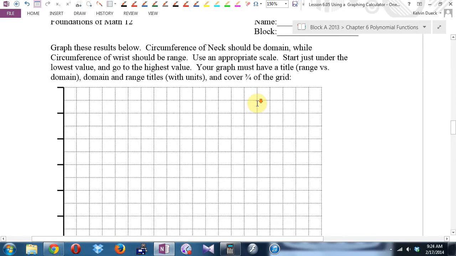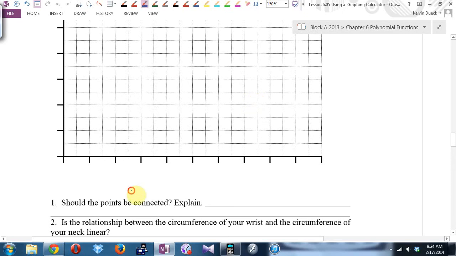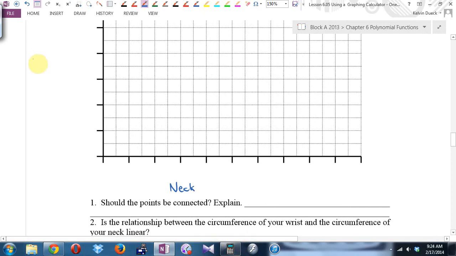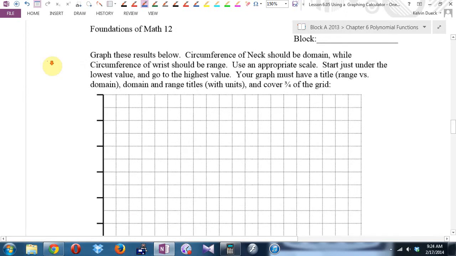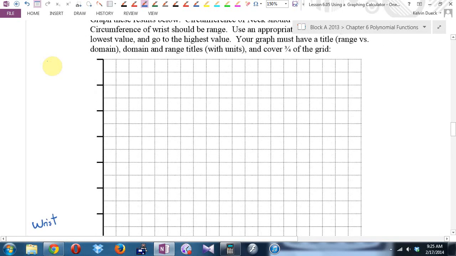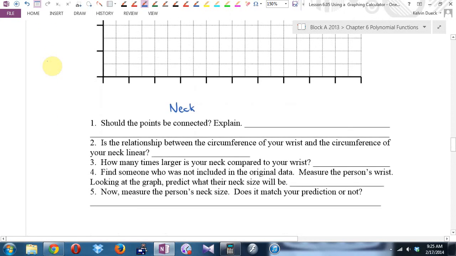Then you're going to graph the results below. Circumference of neck should be the domain, so neck is going to go on the x-axis. Wrist is going to go on the y-axis. Come up with a good scale. I don't know what your scale will be. It's going to depend on what values you have. But try and use a scale that uses most of the graph paper. Start just under the lowest value and go to the highest value. Your graph must have a title, domain and range titles, and cover about 3/4 of the grid. Then see if you can answer these questions.